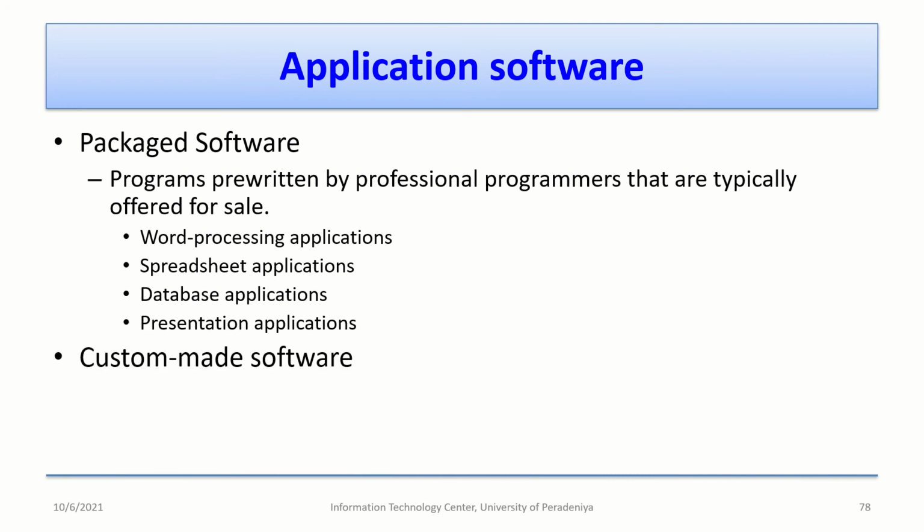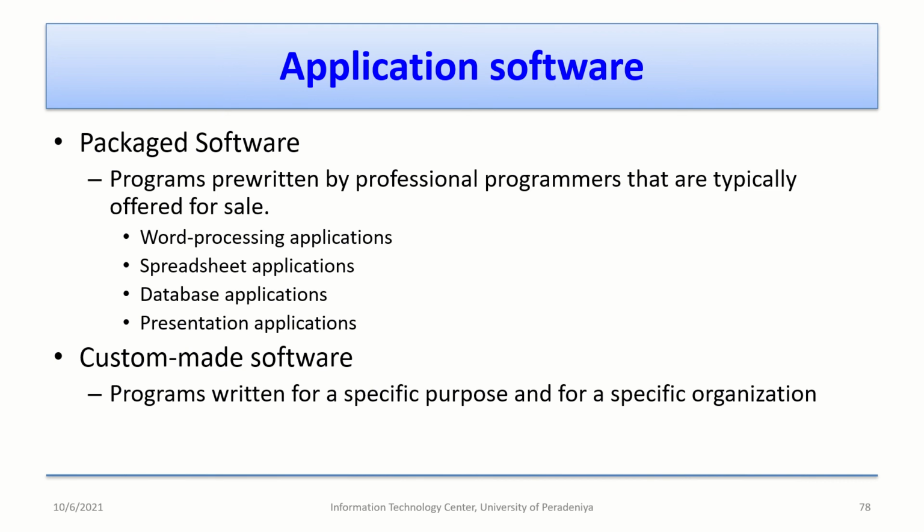And the next one is custom-made software. That is, programs written for a specific purpose, and for a specific organization. So, for example, banking system. The banking system is useful for bankers and the customers. Those are not useful for professions like teachers, right? Even if they have an account in that particular bank, they can use it. But the banking system is specifically used for banking purposes.